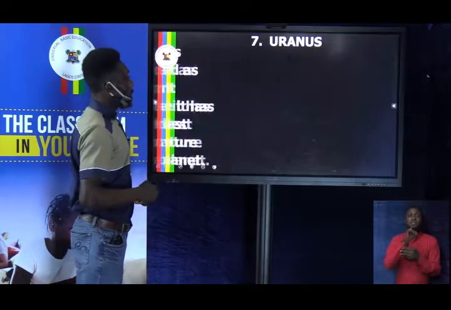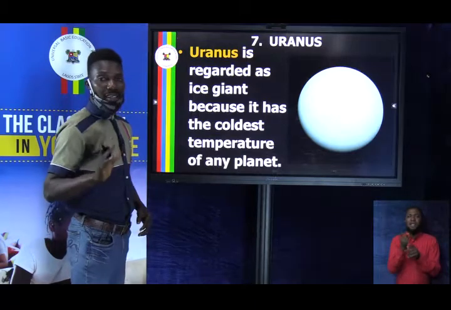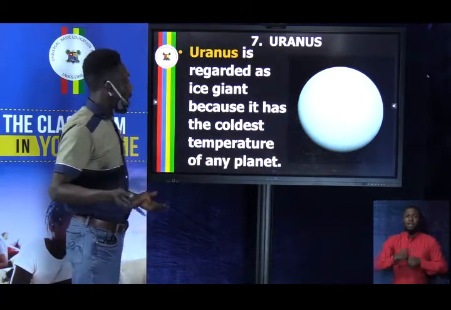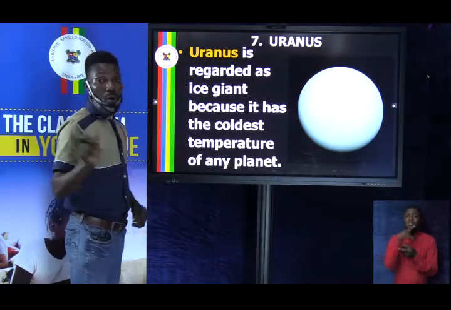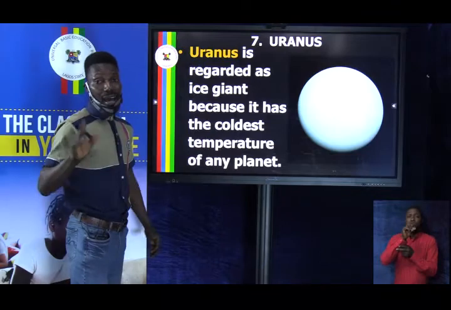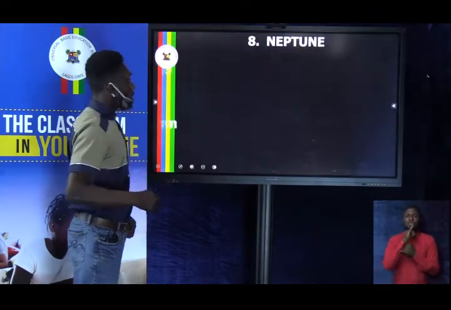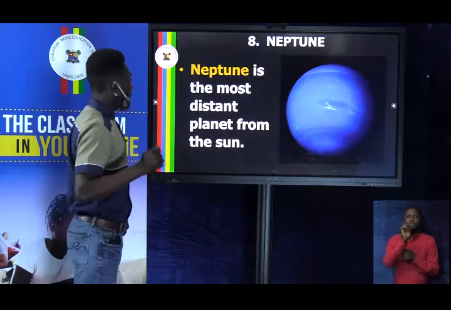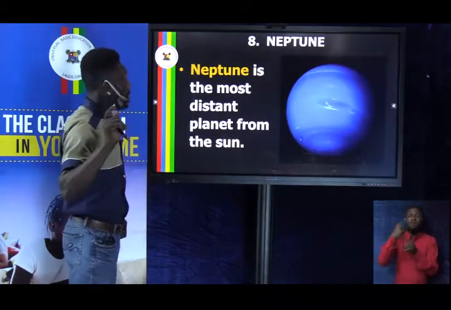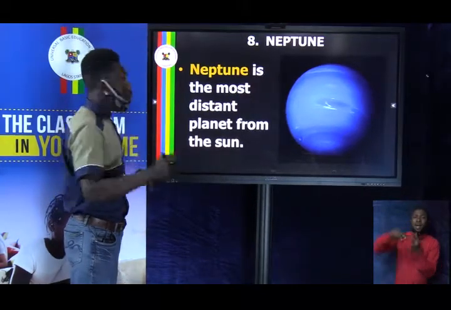Next is Uranus. Uranus is regarded as an ice giant. Why? Because it is the coldest of all the planets. That's Uranus. Last one, and that is Neptune. Neptune is the most distant planet from the sun.